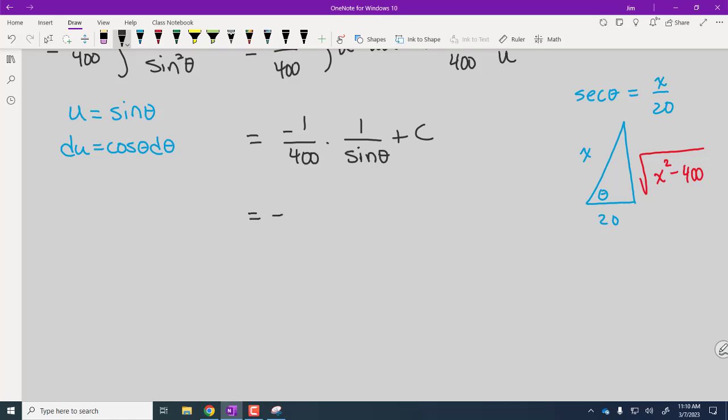So we end up with negative 1 over 400. 1 divided by sine, that's cosecant. And that would be hypotenuse over opposite. Hypotenuse over opposite. Let's see.